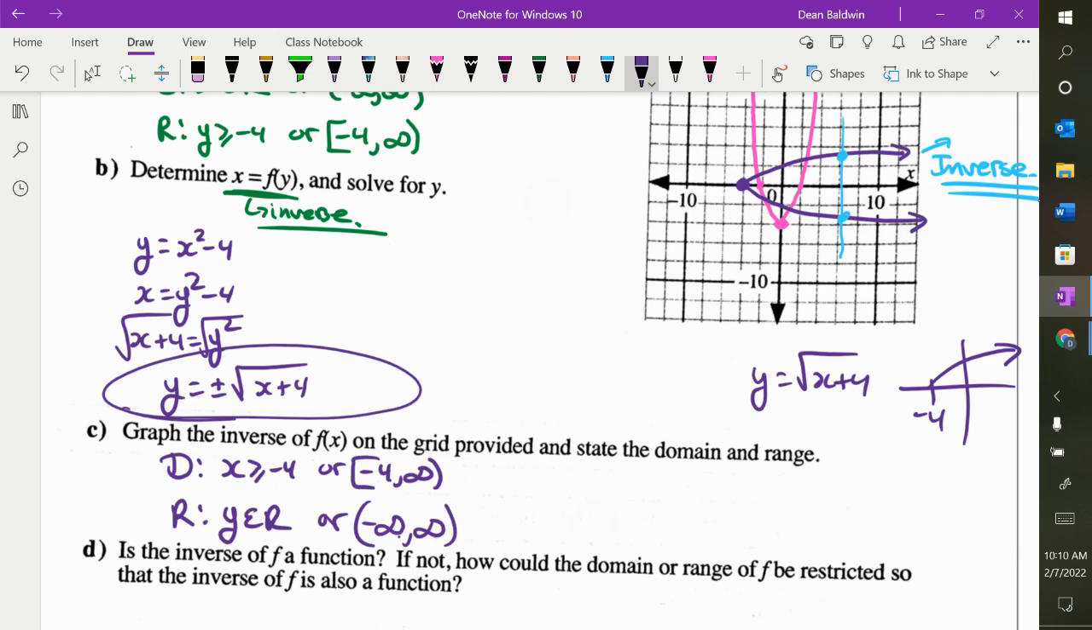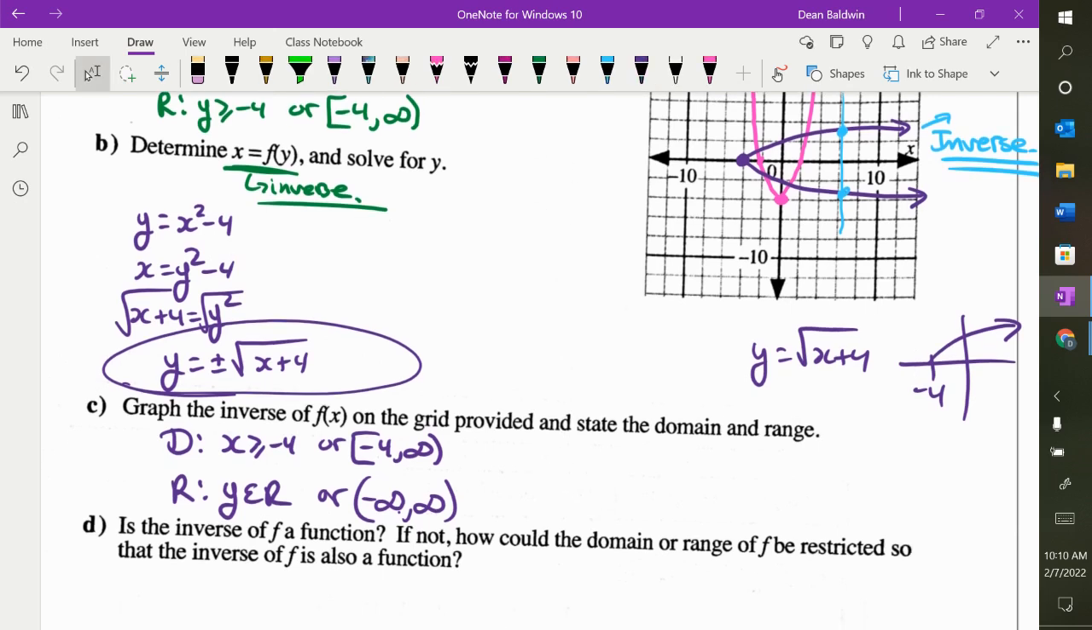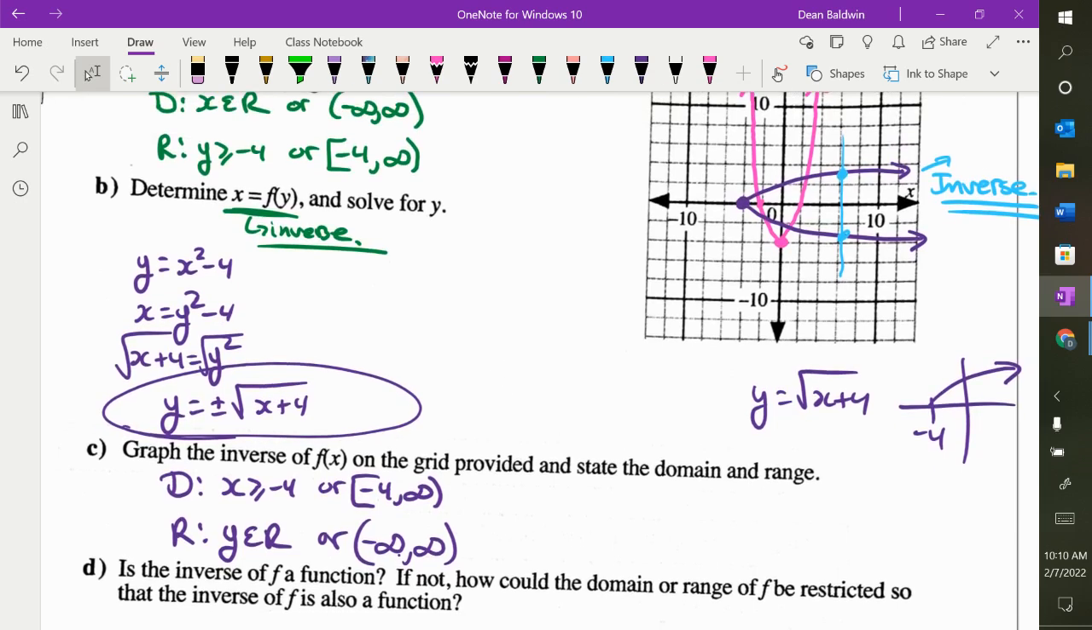Okay, here's your question. What do you notice about the domain and range of the original? They have switched, all right? Which makes sense because you're switching the x and y values. So the domain of the original, which is all real numbers, becomes the range in the inverse. And the range of the original, which is greater than or equal to negative 4, or negative 4 to infinity, is the domain in the inverse. So when you do an inverse, the domain and range switch. Okay?